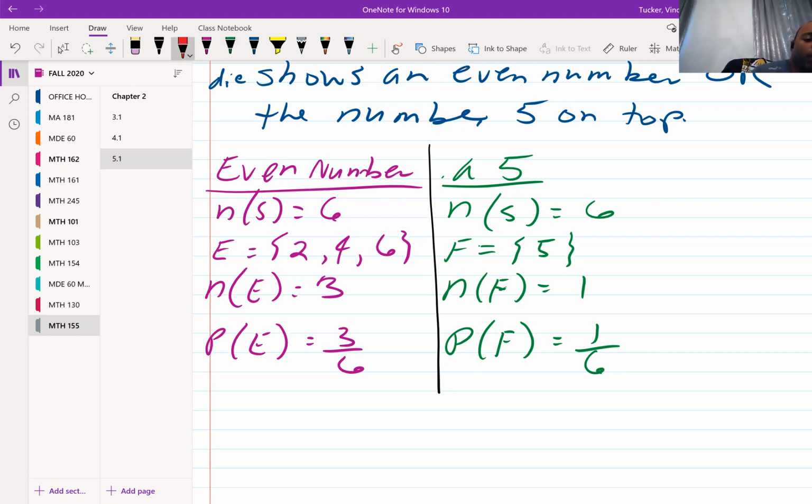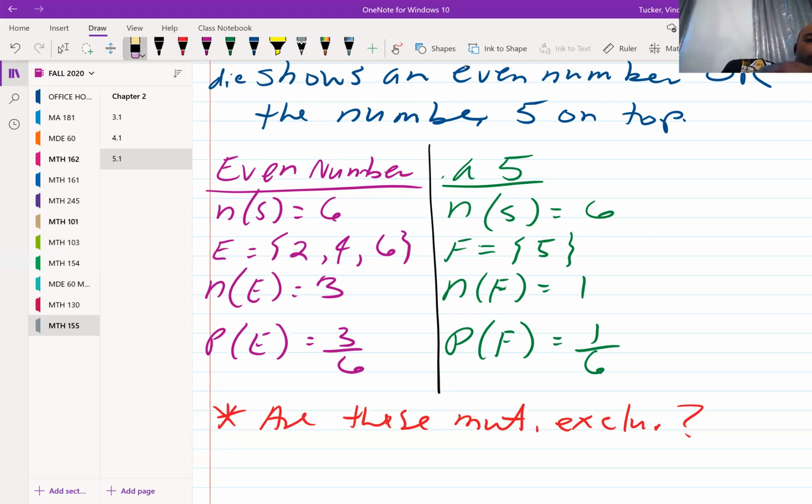All right, so now we got to go back to our question. Are these events mutually exclusive? In other words, do they have anything in common? Oh, let me do that. Why is my eraser not working? Okay. So are these events mutually exclusive? The answer is yes. They are mutually exclusive. No outcomes in common.